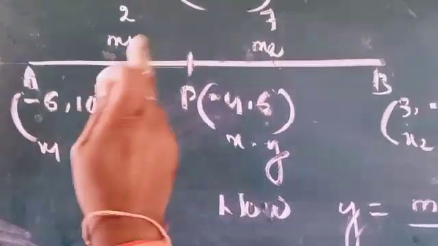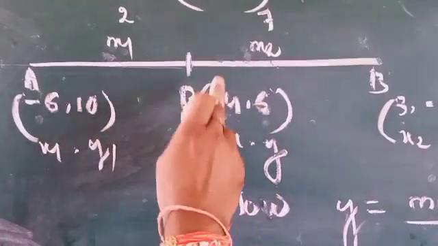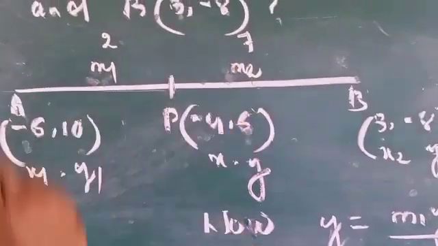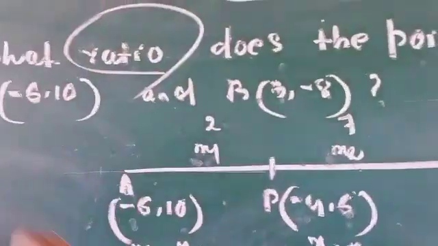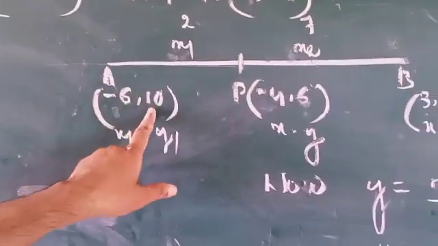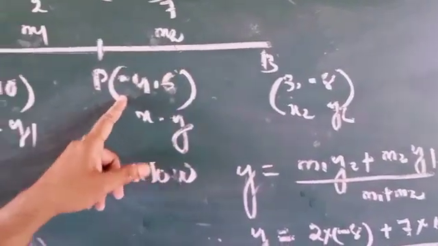So we calculated x, y. But here x, y are given, x1, y1 are given, x2, y2 are given. We have to find m1 is to m2, how much? In what ratio? Okay, so see the figure. A I have written (-6, 10), P (-4, 6), B (3, -8). All are given. In what ratio?